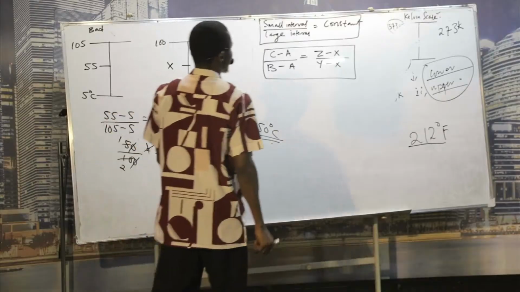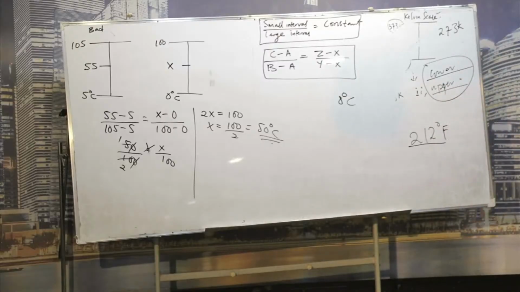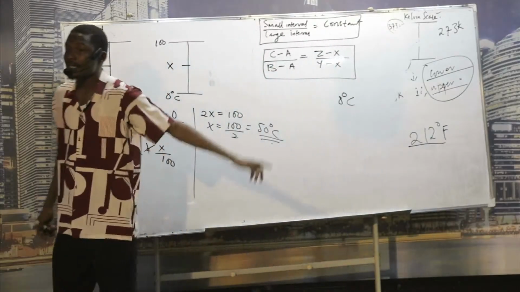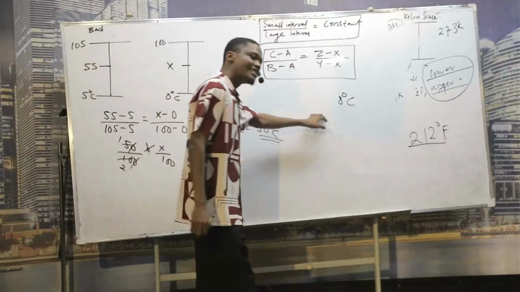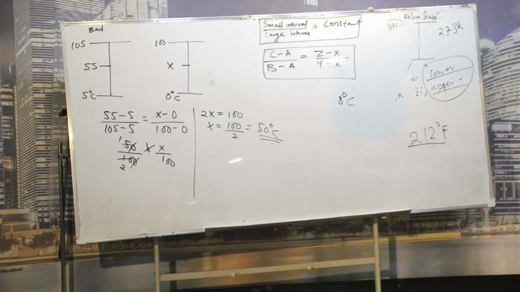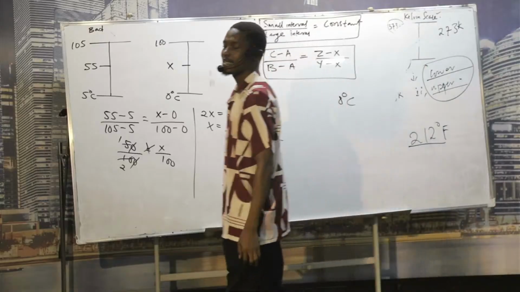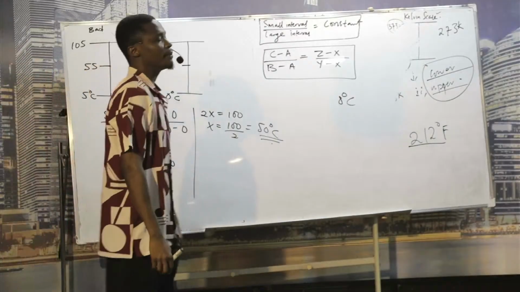A faulty thermometer records 8 degrees C at ice point, and 90 degrees at steam point. Full stop.